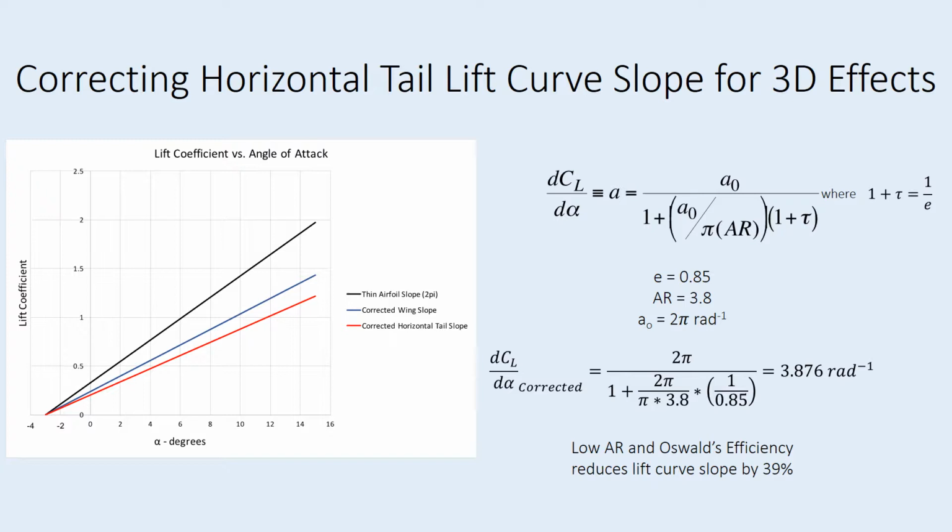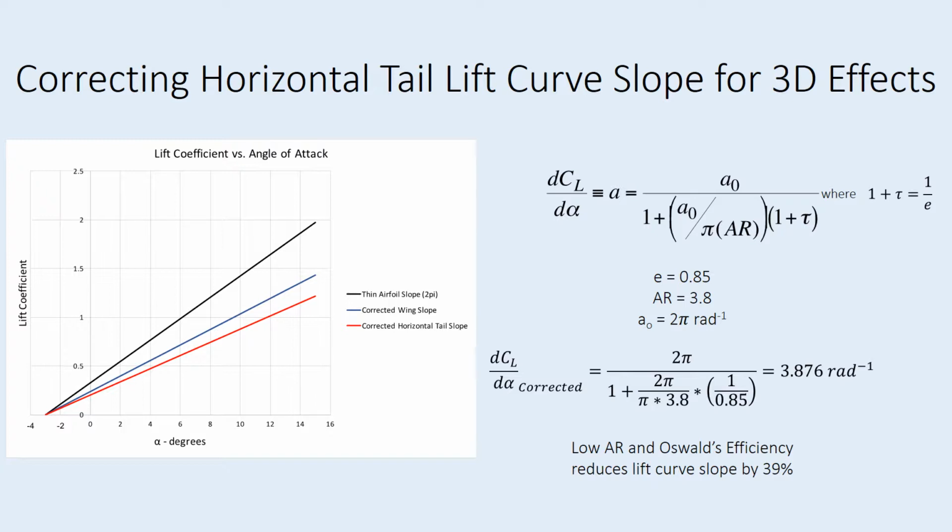Next, we corrected the horizontal tail's lift curve slope for 3D effects. We assumed an Oswald's efficiency factor of 0.85 due to the again primitive design of the surface and the very low aspect ratio of 3.8. The lift curve slope was reduced by 39% due to 3D effects, since the aspect ratio is just so low.